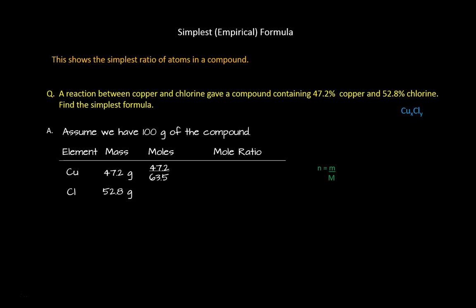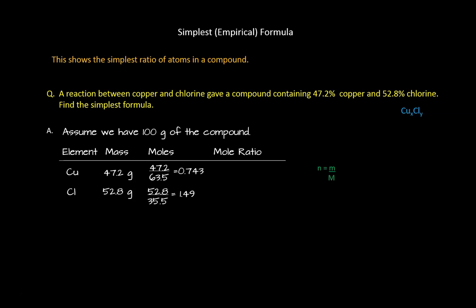And by the way, let me pause here for a moment. The 0.5 should be retained and not rounded. There are 3 or 4 elements whose atomic masses are close enough to a half that rounding would give you an error. Copper and chlorine are 2 of them that should never be rounded. In this case, we get 0.743 moles. Do the same with chlorine. 52.8 divided by 35.5, the molar mass for chlorine, and that gives us 1.49.